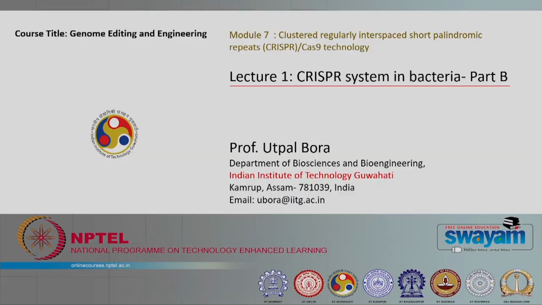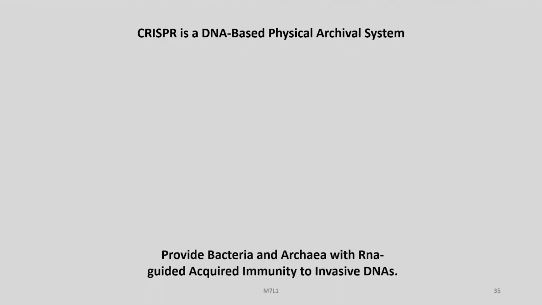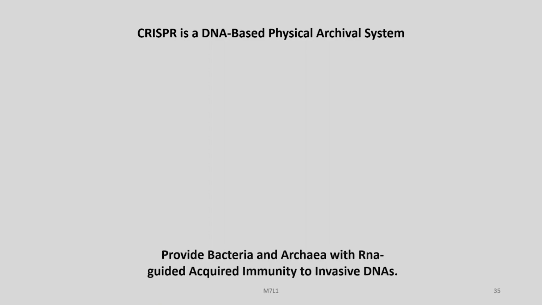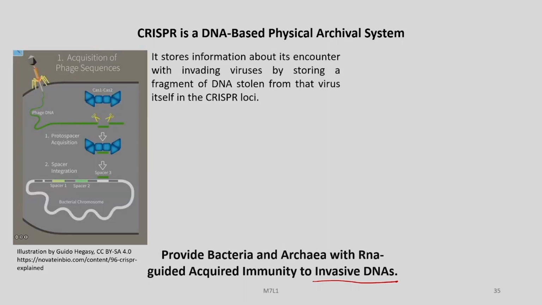Welcome back to my course on genome editing and engineering. We are discussing here the CRISPR-Cas9 technology, and in this part we are continuing the discussion on the CRISPR system in bacteria. So you already know about the CRISPR-Cas system in detail by this time. Let us remember that CRISPR is a DNA based physical archival system, and it provides bacteria and archaea with RNA guided acquired immunity to invasive DNAs, and these invasive DNAs may come from various sources like viruses, etc.